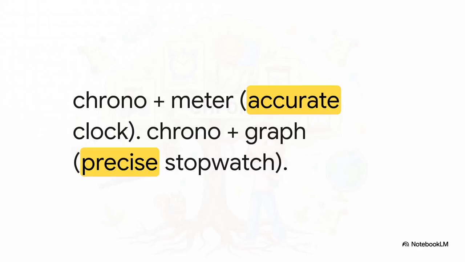Next, we have two fascinating measurement words, chronometer and chronograph. Remember our math equations from earlier? Meter means measure, making a chronometer an incredibly accurate clock, often used by sailors. Graph means write, making a chronograph a time-recording device, basically like a very precise stopwatch.